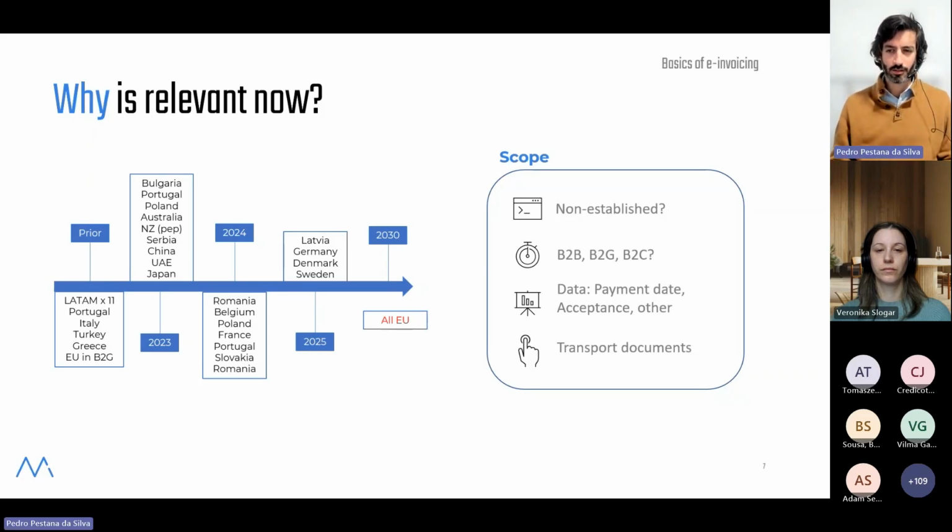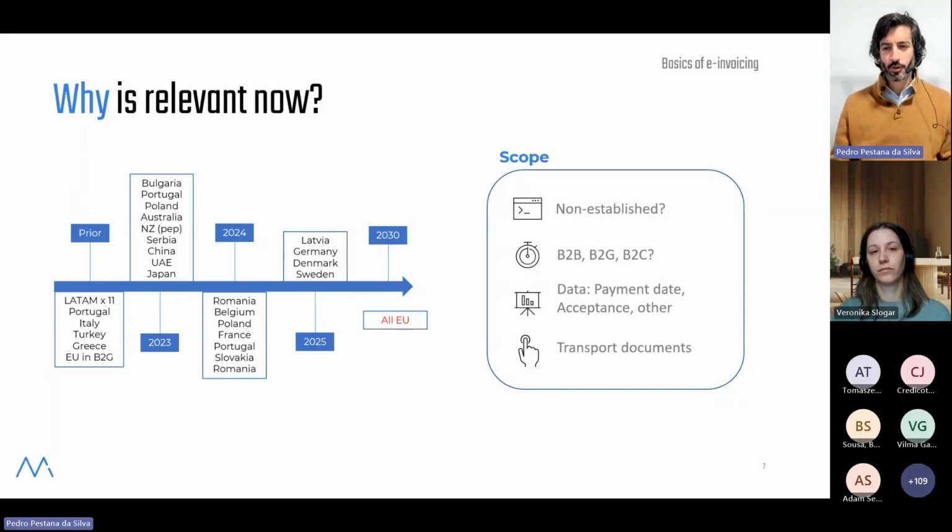Another item is B2C. How about e-commerce? How about the sales to private individuals? What we're seeing is that the countries who traditionally require invoices to be issued on B2C transactions, which are only a few, not all, are actually often waiving that obligation when implementing electronic invoicing. So interestingly, the obligation to issue invoices on B2C transactions is being reduced as B2B e-invoicing is growing.